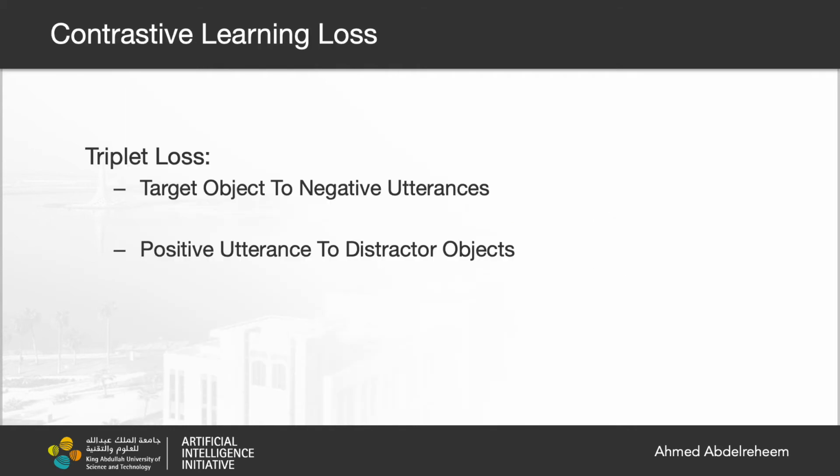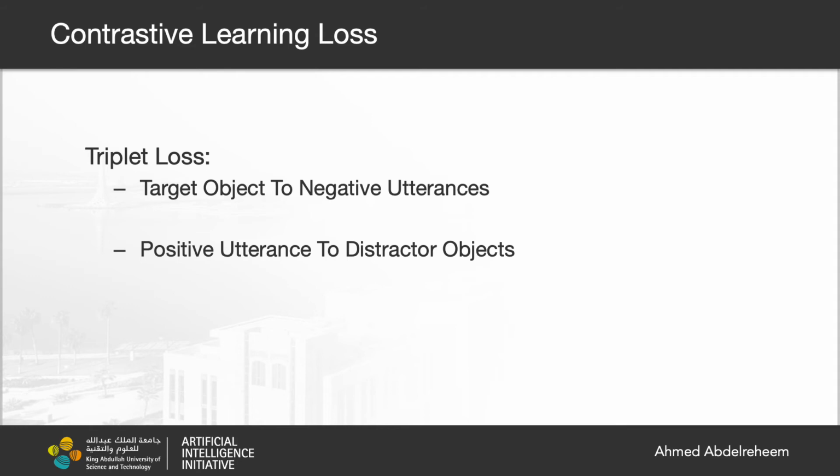We incorporate contrastive learning signals during training. Contrastive learning losses help the model better separate between similar language utterances and objects. For example, a positive utterance and target object pair should be away from other negative utterance and distractor object pairs. In the target object to negative utterance loss, the similarity between the positive utterance and the target object should be the maximum, and at the same time the similarity between the target object and the sampled negative utterances in the mini-batch should be lower.